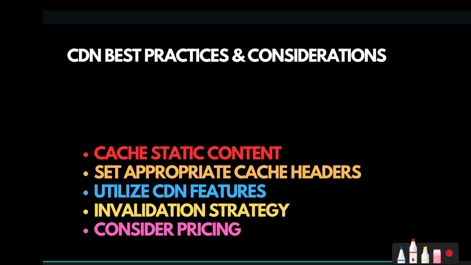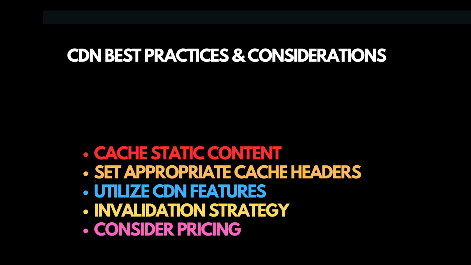Okay. Now we will talk about CDN best practices. So to get the most out of your CDN, you need to consider these best practices. Number 1, cache static content. CDNs are best for static, immutable assets. Dynamic content that changes frequently is less suitable for CDN caching unless specific caching rules are applied.